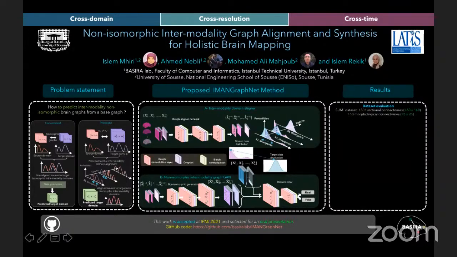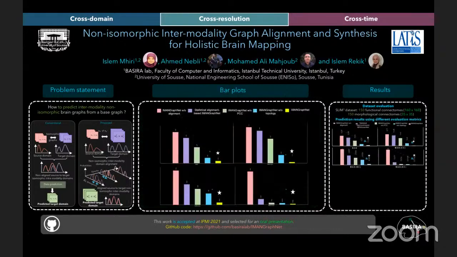So we used a public dataset where we had 150 morphological connectomes, adjacency matrices of size 35 by 35, so it's a small matrix. And we tried to predict matrices of size 160 by 160, which is functional connectivity, costly to acquire. And let me show you the results here. So first, we took IMAN GraphNet without any alignment. We completely stripped it of this alignment. No alignment, just prediction, training a simple network, generating a graph from a graph with super-resolution, of course.